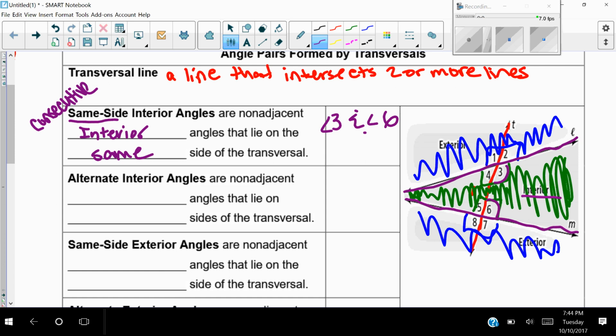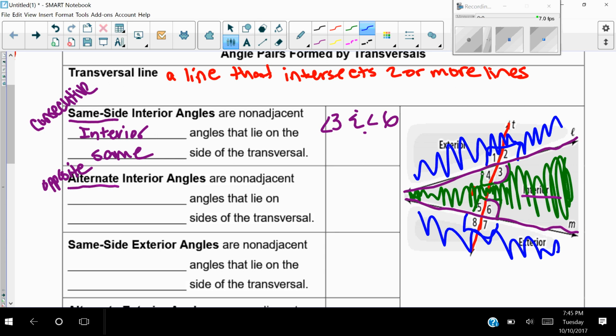I want you guys to write down the other pair of angles. There's only one more pair for each of these, except for the last one. Alternating exterior angles. The word alternate means opposite. So I want you to write opposite next to it. We don't use that word opposite, but that's what it means. Alternating means the opposite side of the transversal, but they're still both interior.